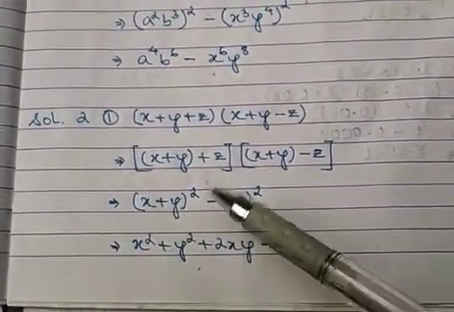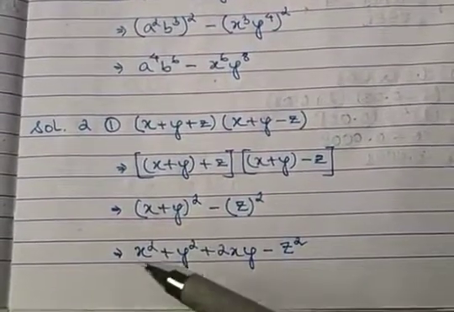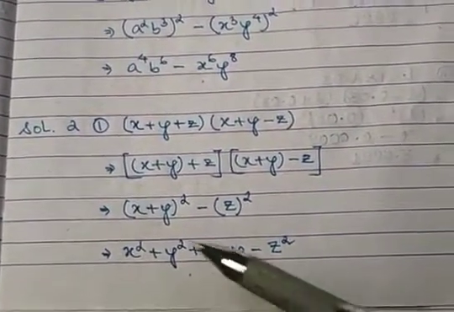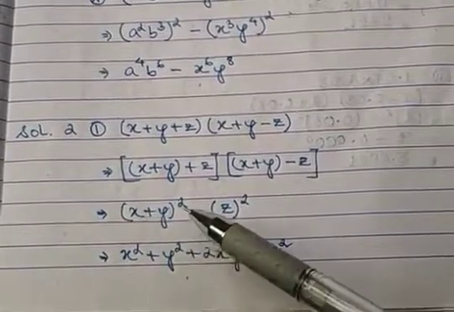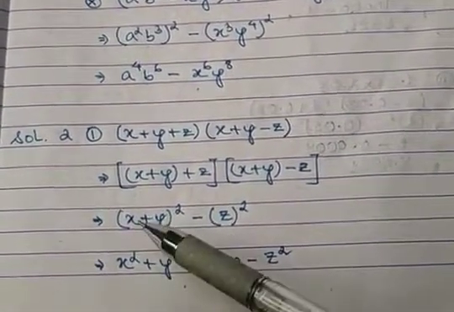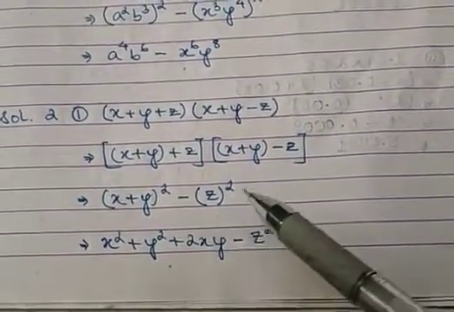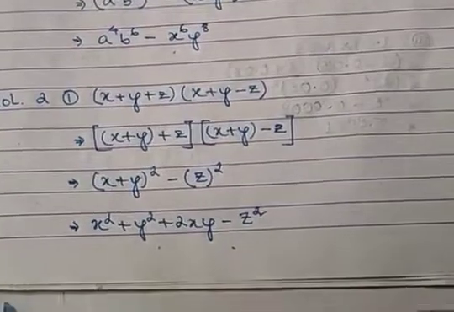See, a plus b whole square. Now what was the expansion? a plus b whole square is a square plus b square plus 2ab, isn't it? That is why x plus y whole square: in place of a we have x, in place of b we have y. So x square plus y square plus 2xy minus z square. I have expanded all the terms and finally got my answer.